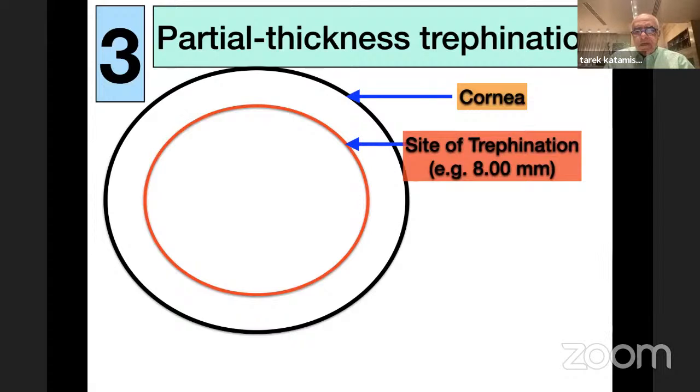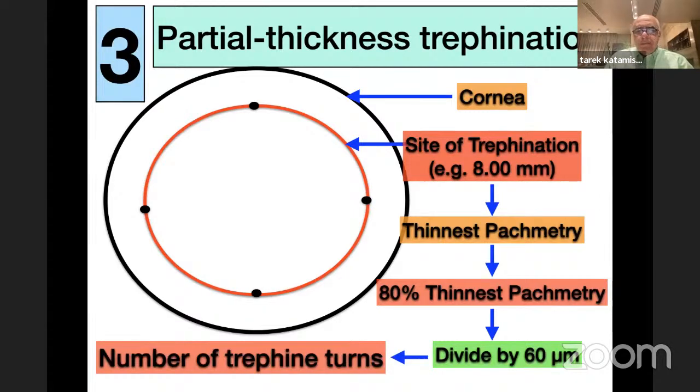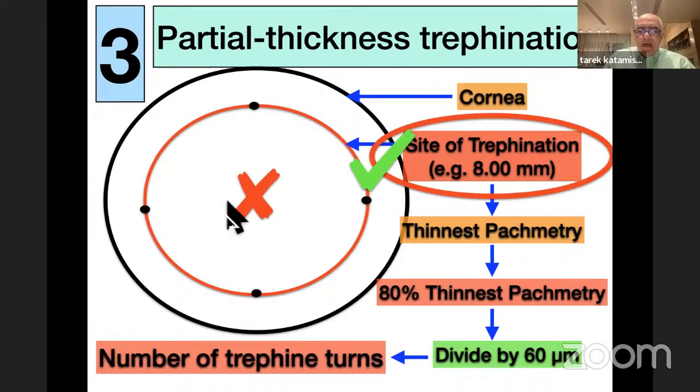For example, 8 millimeter. I take pachymetry, and then I will take the thinnest pachymetry as a safety margin. As another safety margin, I take 80% of this thinnest pachymetry, and then I divide this 80% by 60 microns to get how many quarter turns I am supposed to do in this special case. I want to emphasize that what is important is the thickness at the site of trephination, not the thickness in the center anymore.